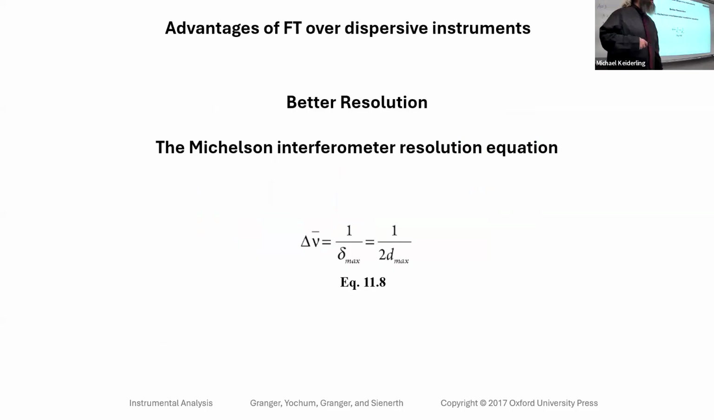The Michelson interferometer resolution equation is this. So the resolution is proportional to how far your mirror moves. Well, it's proportional to 1 over how far your mirror moves. So the further your mirror moves, the finer a resolution you have, basically, which is great because it's easy to move a mirror a little further.